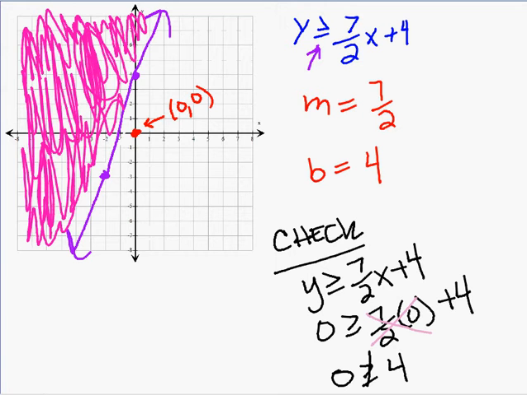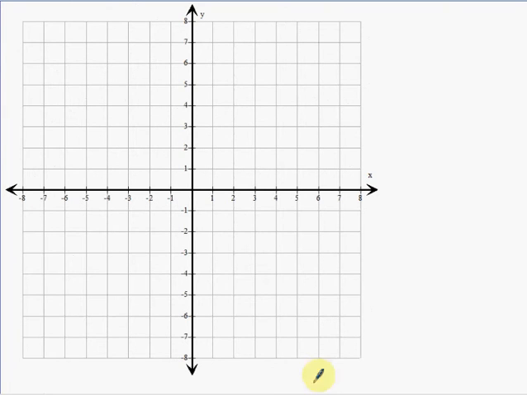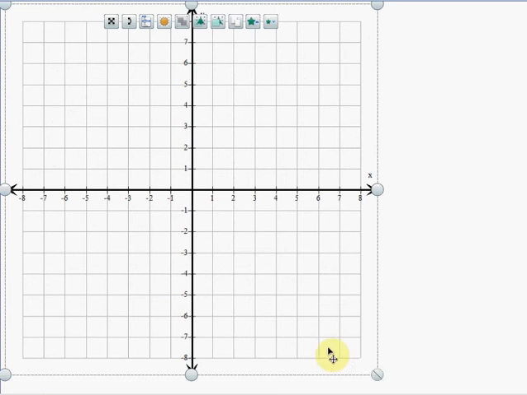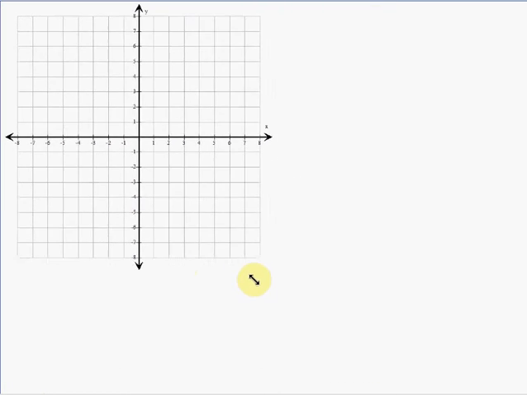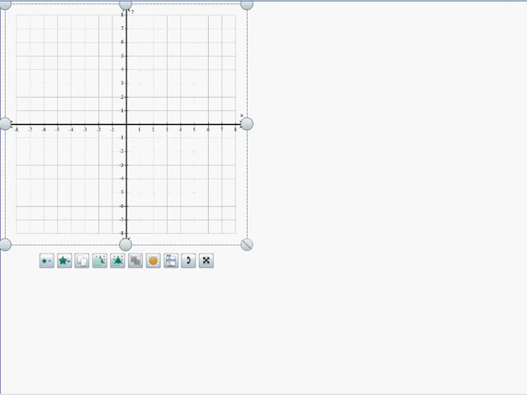Alright, so let's clear this off here and let's look at another one then. Whoops, I shouldn't have done that. Oh well, no big deal. I'm going to have to change my graph every time I do this. Okay, anyhow, no big deal.